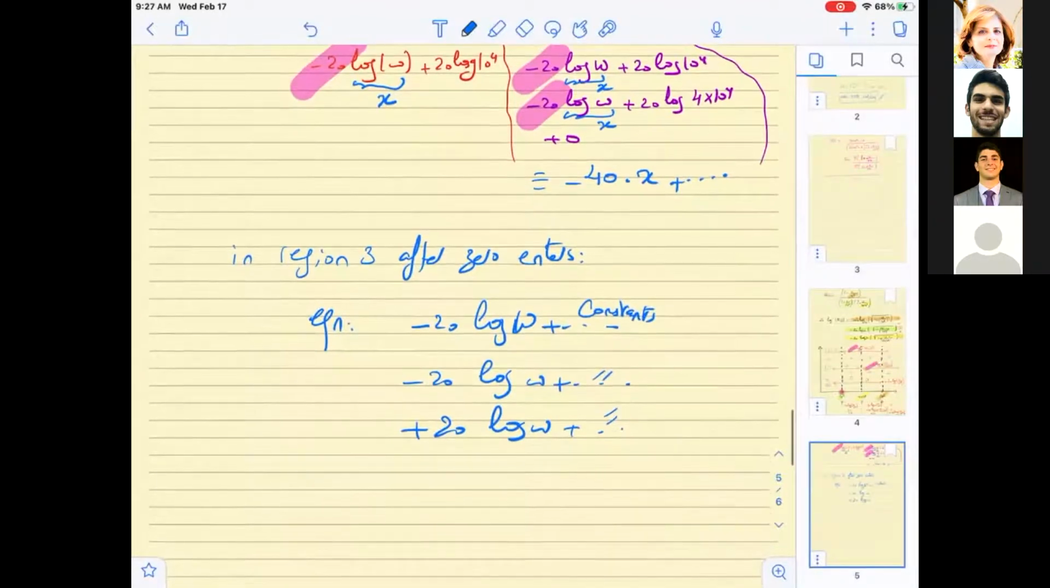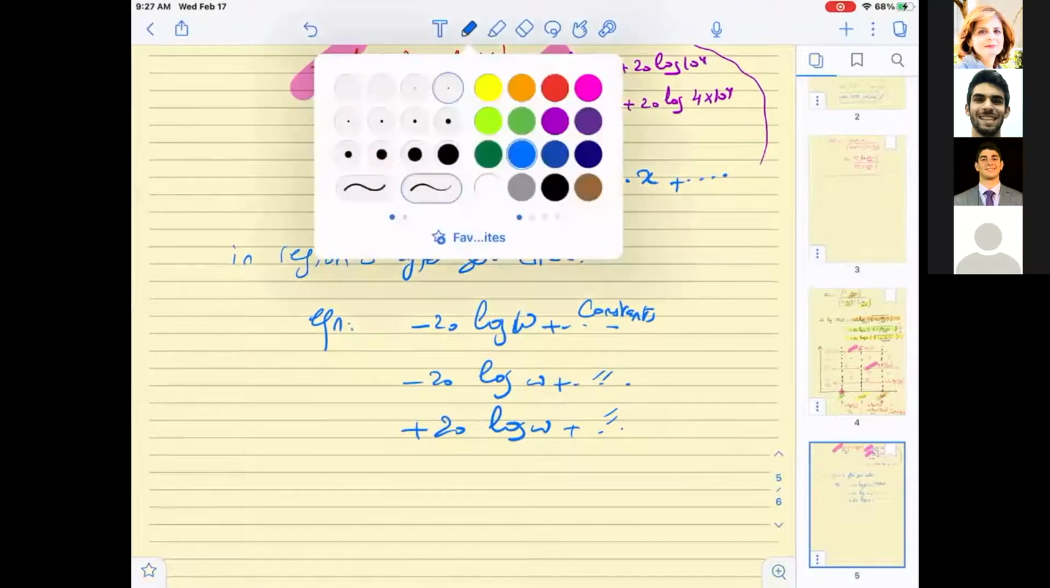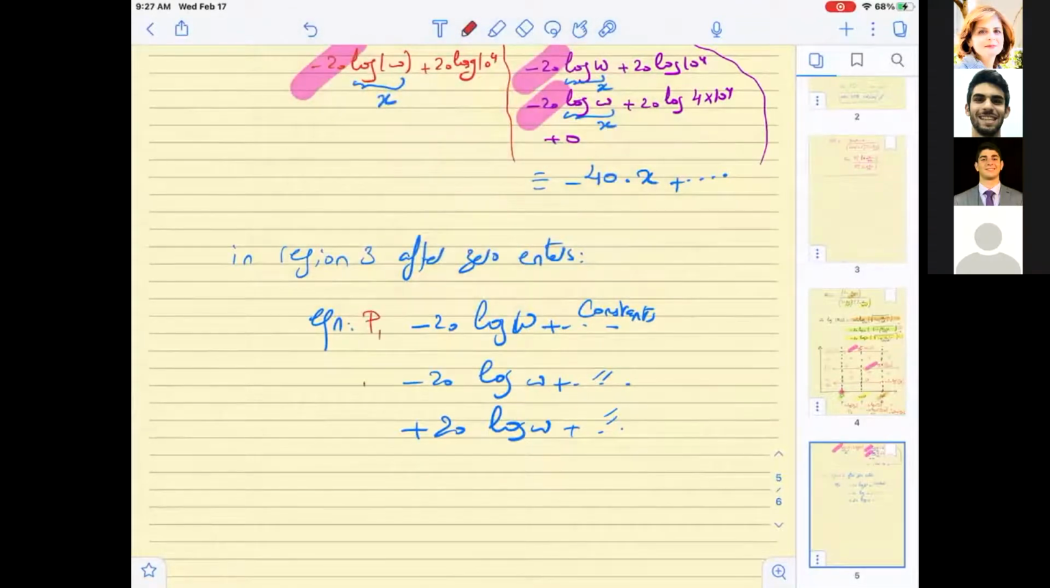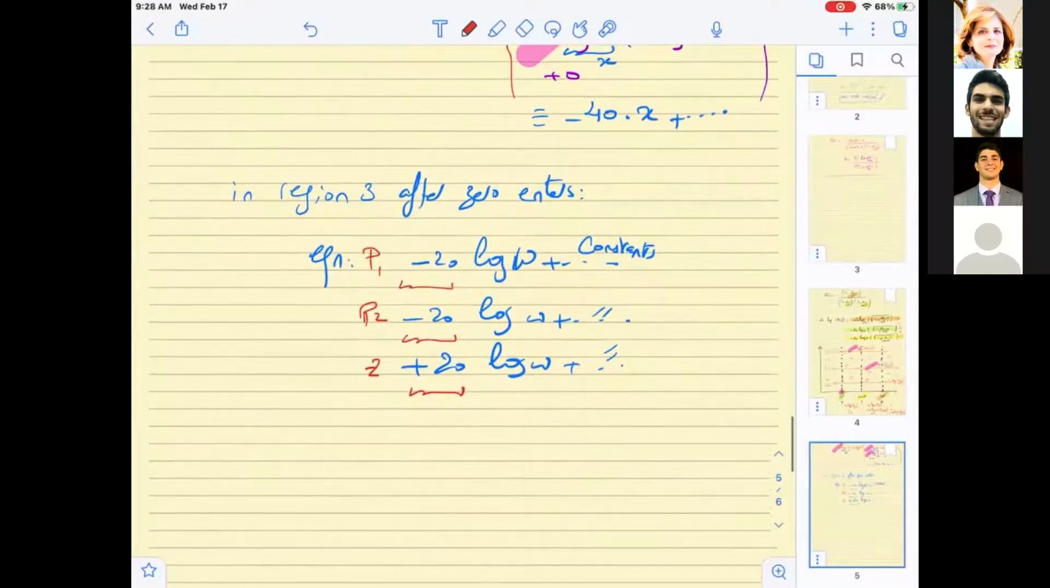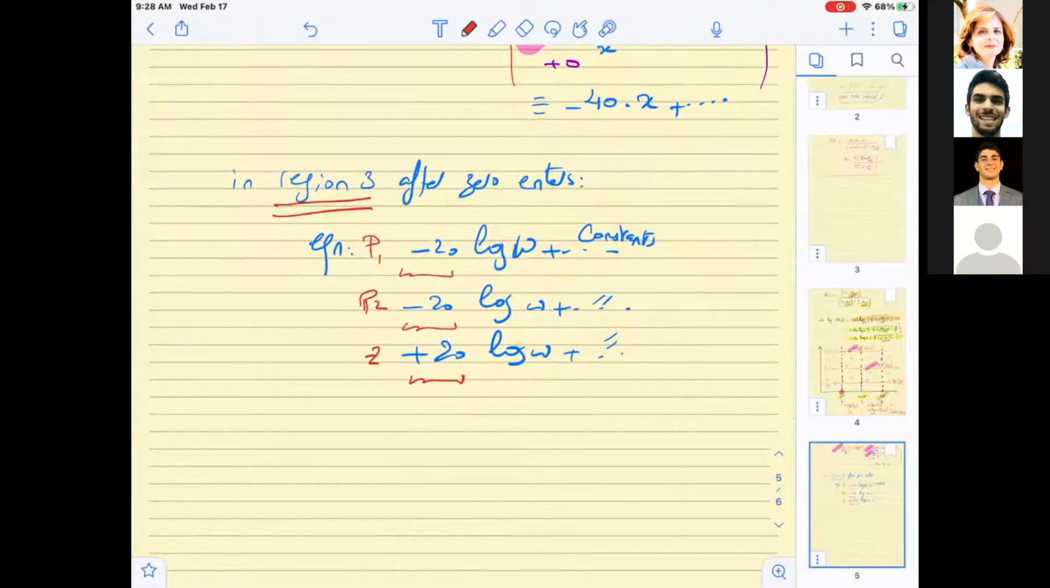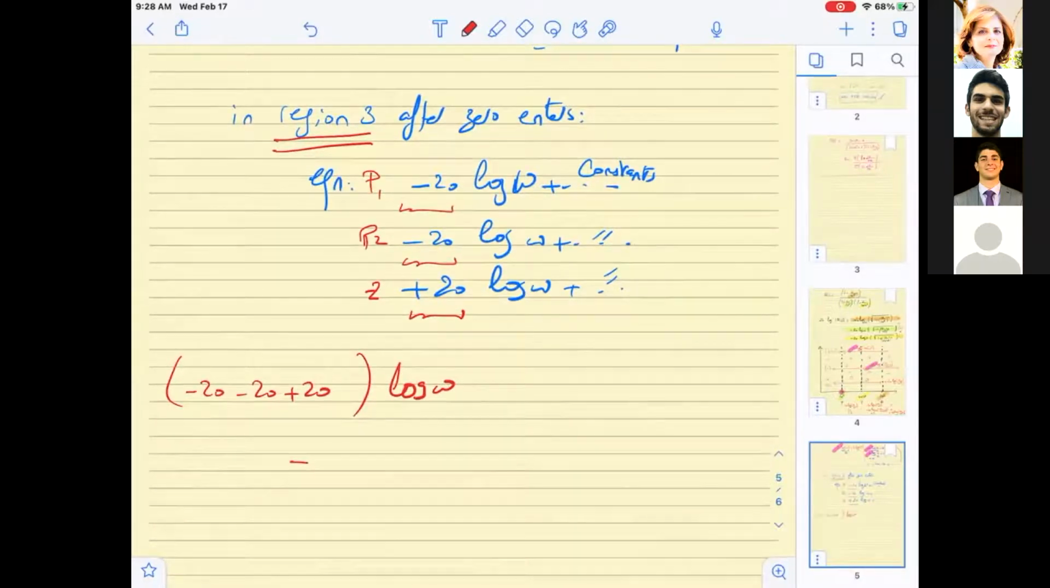Okay, so what is happening? Each pole, when it has an effect, will multiply log omega by minus 20, and each 0, whether the 0 is positive or negative, will multiply log omega by plus 20. So in region 3, log omega will be multiplied by minus 20 plus 20. What does this become? Minus 20 log omega. Okay?